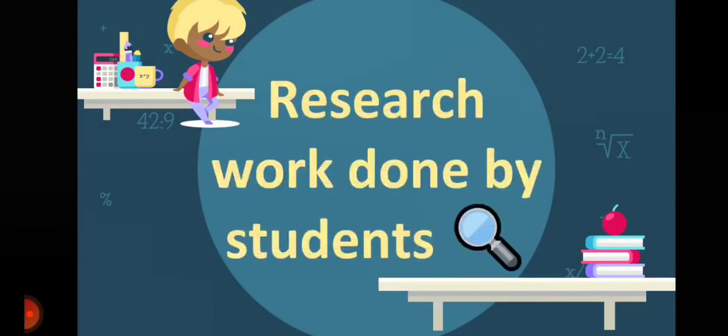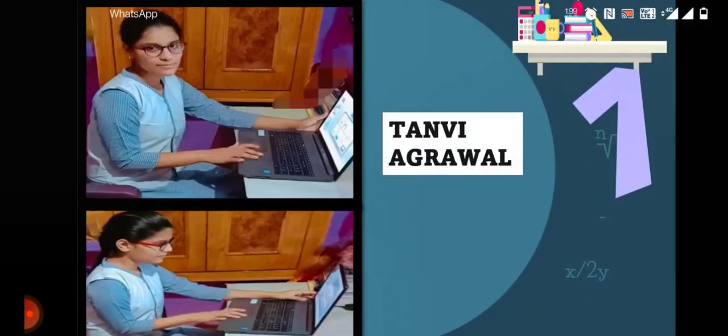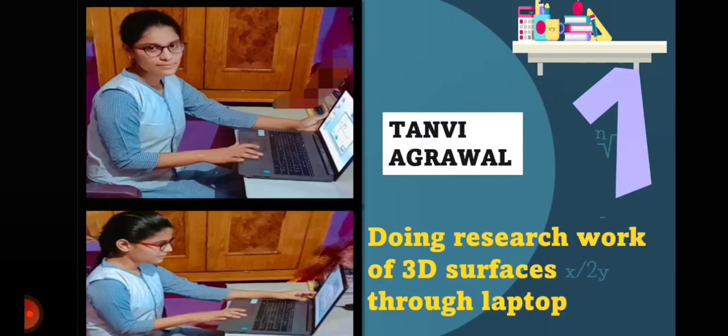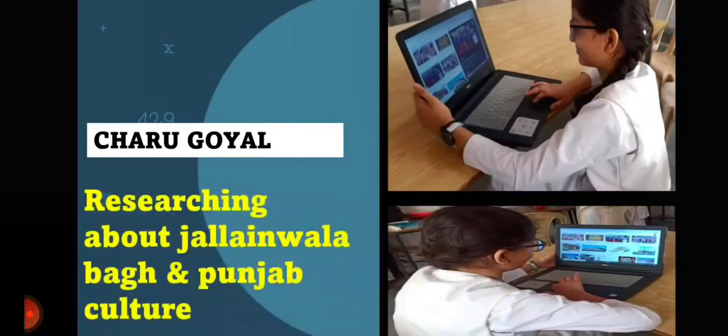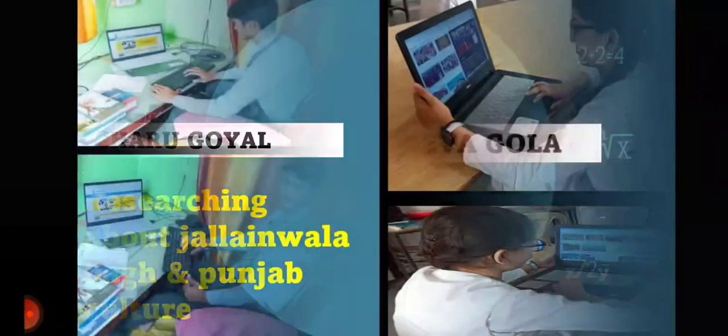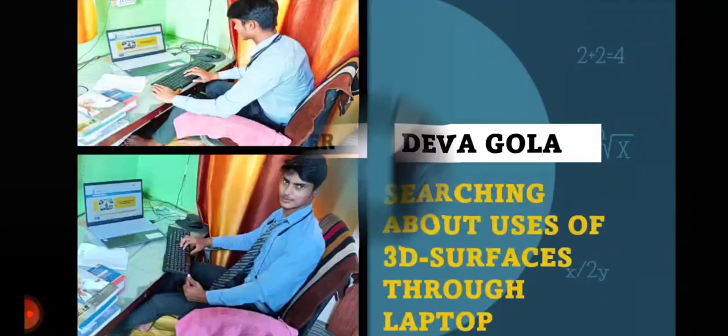Before doing something we should have the knowledge about that. So some students did the research work. It's Tanvi who is researching about 3D surfaces through a laptop. Then Charu, she is researching about Jallianwala Bagh and Punjab culture. Then Deva, he is also researching about uses of 3D surfaces through a laptop.